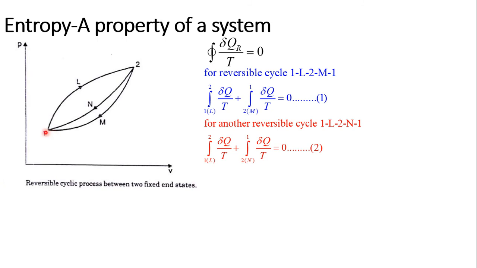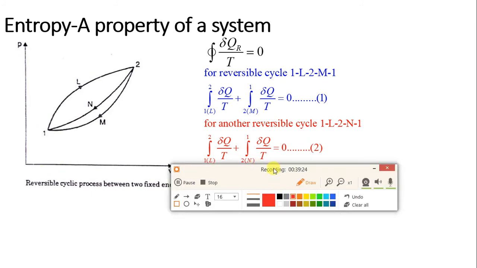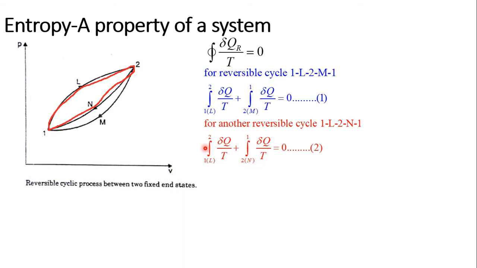Similarly, for another reversible cycle, what is the reversible cycle which we are considering? Let me highlight that cycle in the diagram. It is shown over here in red, so we will draw it in red. So it will be 1 L 2 N 1, like this. Okay, so for this, what can we write? Again, this cycle has two processes.